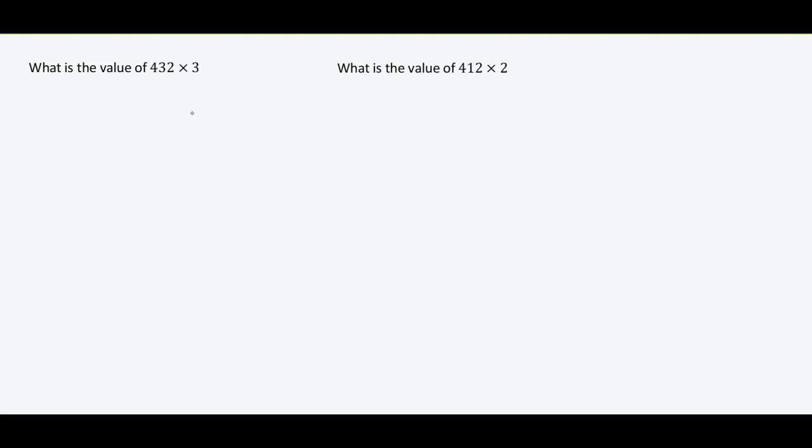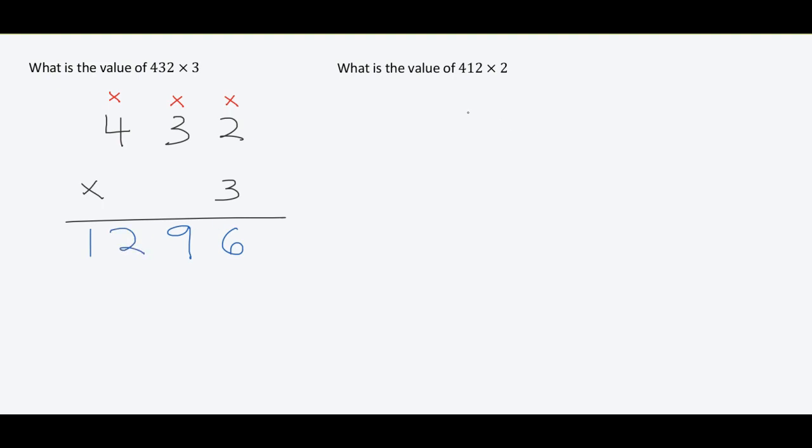Now let's try some 3-digit numbers. We have 4, 3, 2 multiplied by 3. So we start from this column here. 2 multiplied by 3, we have 6. We switch over to the next column on the left. 3 multiplied by 3, we have 9. And then final column, 4 multiplied by 3, we have 12.